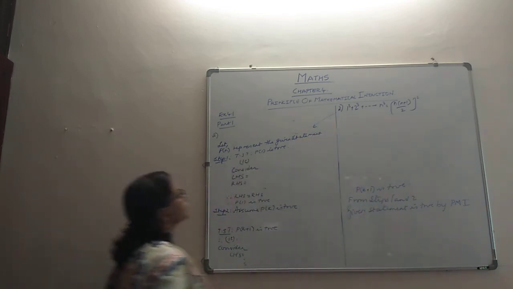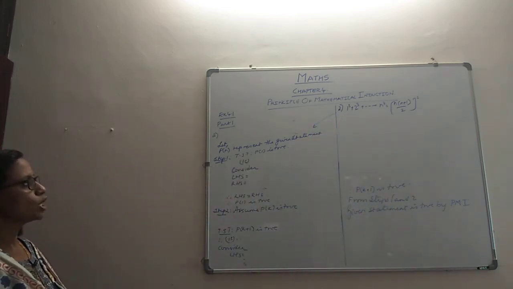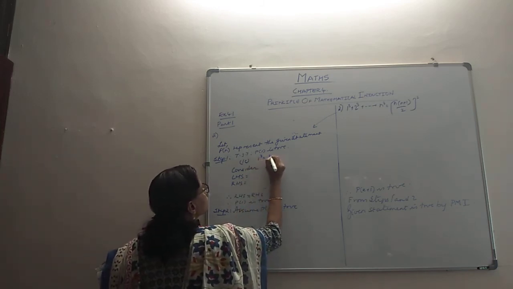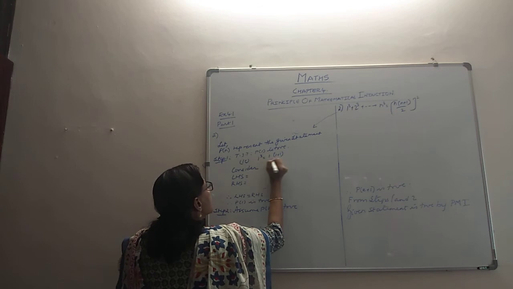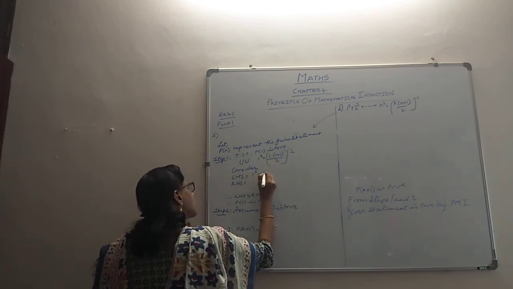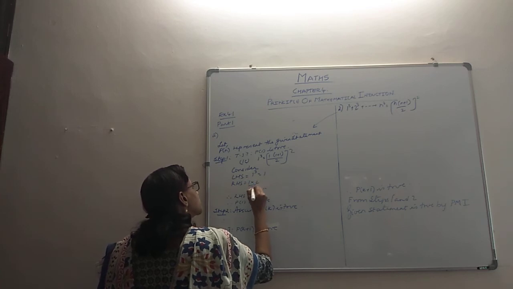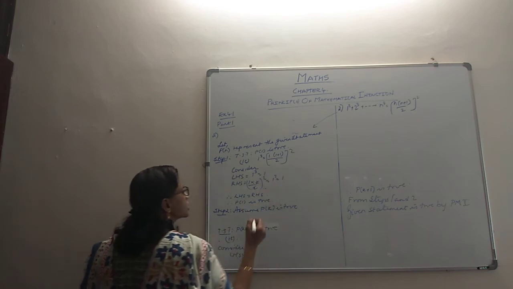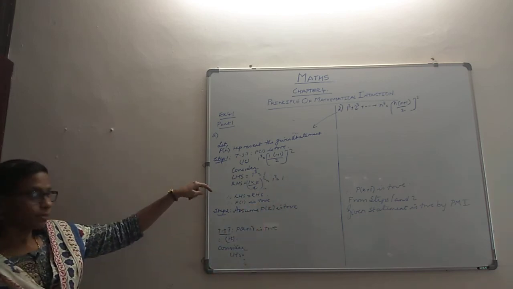Let Pn represent the given mathematical statement. To show that P of 1 is true, which means 1 cube is equal to 1 into 1 plus 1 by 2 the whole squared. So LHS is 1 cube, which is 1, and RHS is 1 into 2 by 2 the whole squared. So that is 1 squared, which is 1. So LHS is equal to RHS. That's how you're getting P of 1 is true.